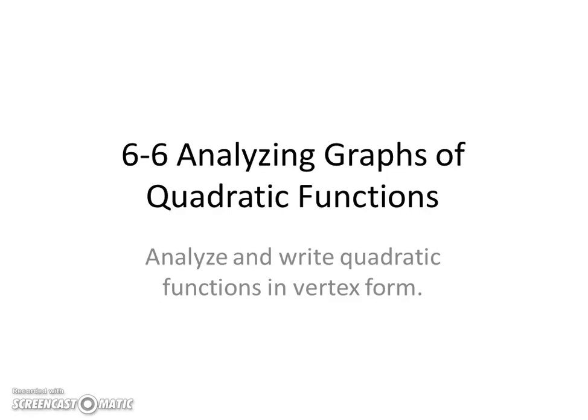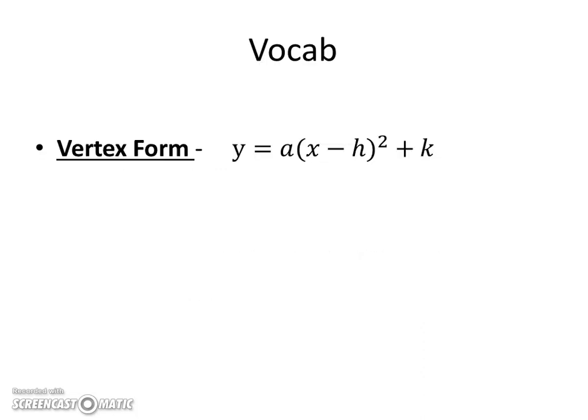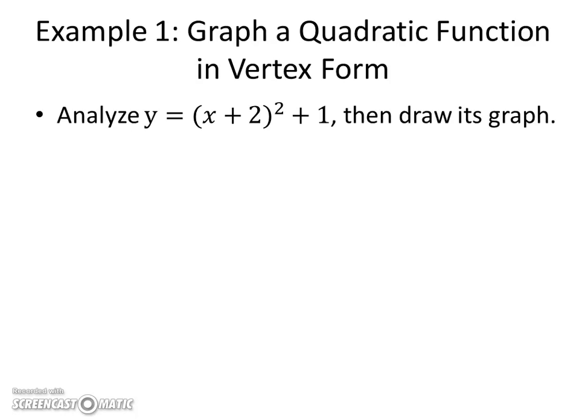Welcome to 6.6, Analyzing Graphs with Quadratic Functions. We're going to analyze and write quadratic functions in vertex form. So first, vertex form is y equals a times the quantity x minus h, quantity squared, plus k, where h and k is your vertex.